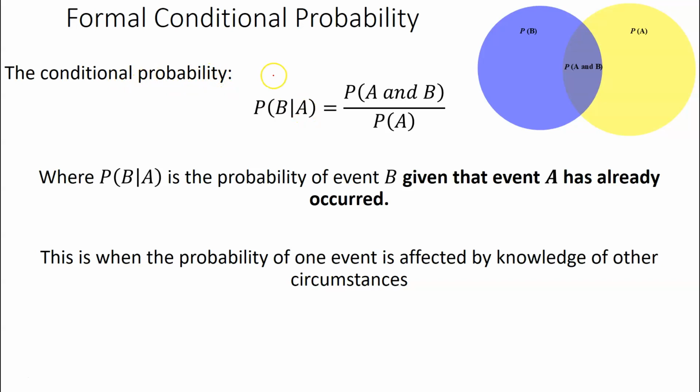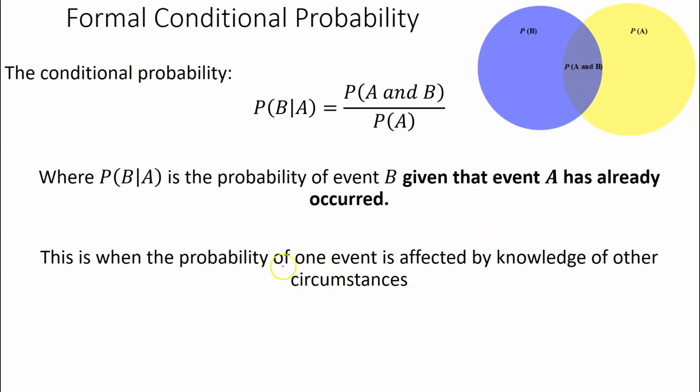Formal conditional probability. Probability of B given A is the probability of A and B. That's the intersection or the overlap between the probabilities. Divided by the probability of A, which is always the second thing there. Where the probability of B given A is the probability of B given that A has already occurred. I used that phrase earlier. This is when the probability of one event is affected by knowledge of other circumstances. We already know something else occurred.